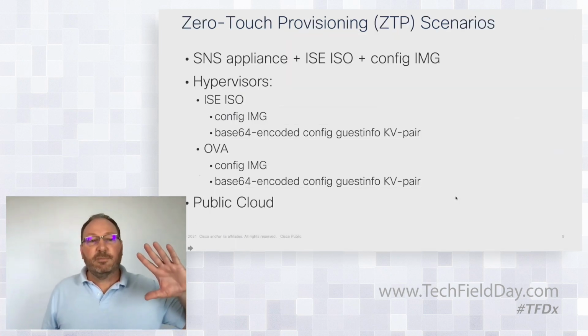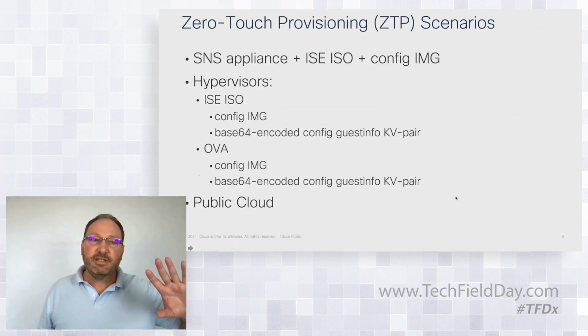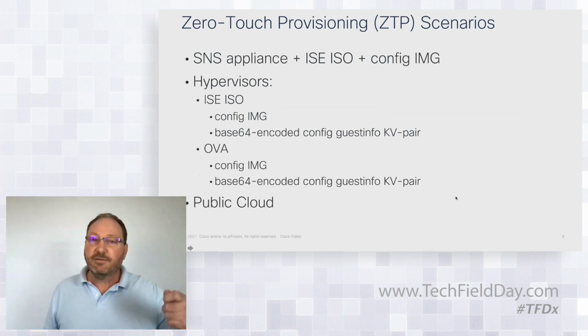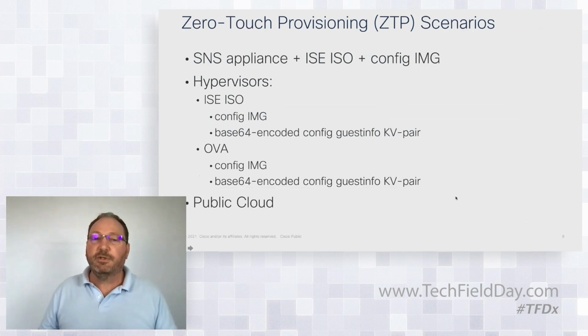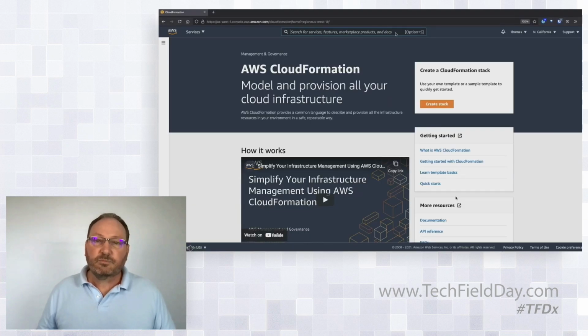So in addition to deploying to the public cloud, like I said, we also have appliances and we have multiple hypervisor environments that we support. So we're going to be doing zero trust provisioning, not only with Amazon, but we also have the capability in ISE 3.1 to do it for our existing customers with appliances and hypervisors.